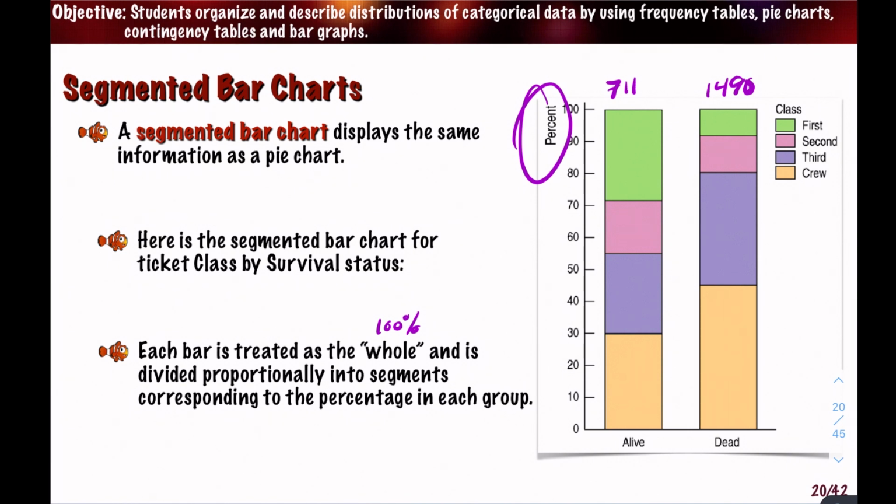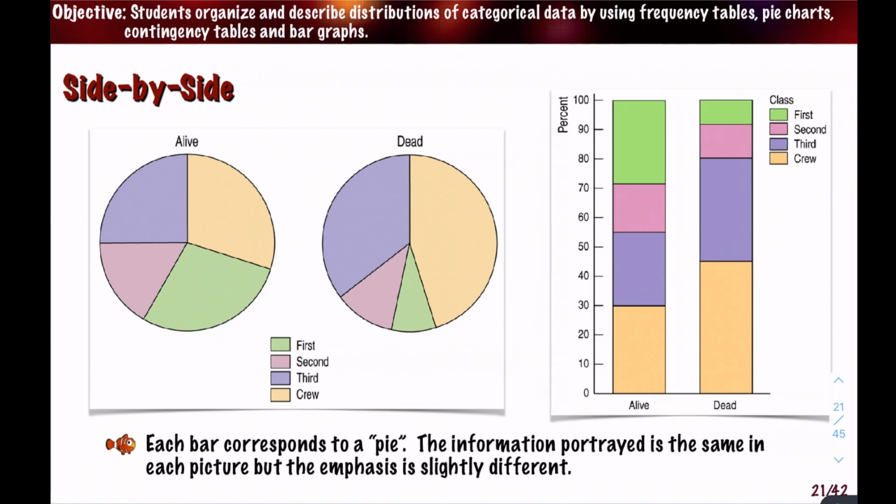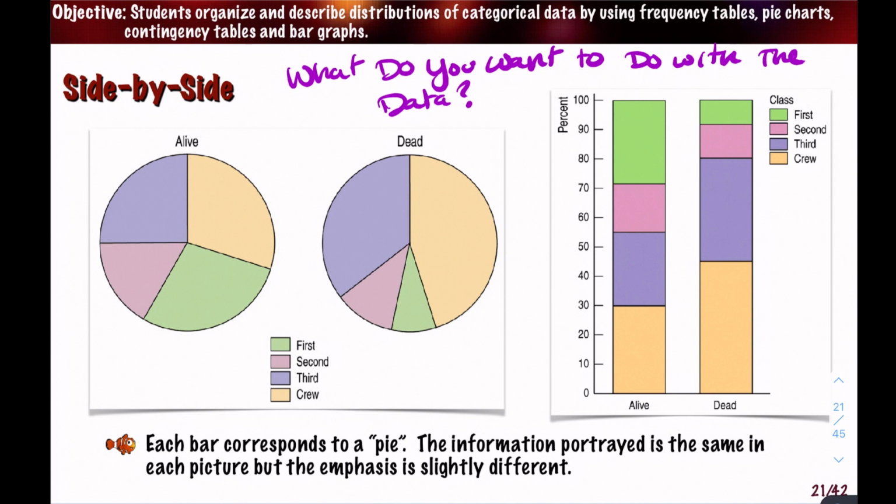So each bar, therefore, is treated as the whole and is divided proportionally into segments corresponding to the percentage in each group. This gives us our side-by-side comparison when we have these contingency tables or two-way tables, things that we want to compare. Each bar corresponds to a pie. The information portrayed is the same in each picture, but the emphasis is slightly different. So it really depends: what do you want to do with the data? And then what is the question that you're being asked here?